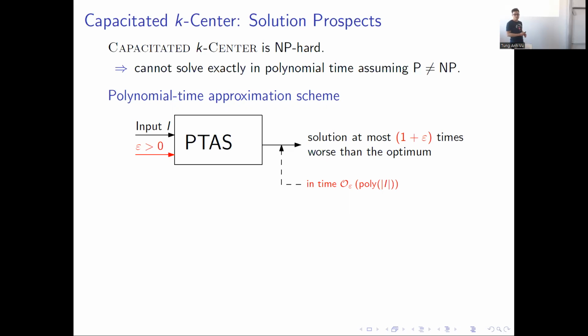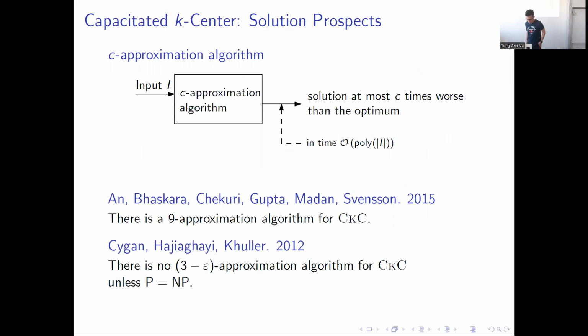Make sense? All right, so how are we doing? It is known that this capacitated k-center problem admits a constant approximation, with a constant of 9. On the other hand, it is known, and perhaps this is not very surprising, that there is no better than 3-approximation for this problem unless P equals NP. By some standard reductions, I would say. So that's the state of the art as far as polynomial time approximations go.